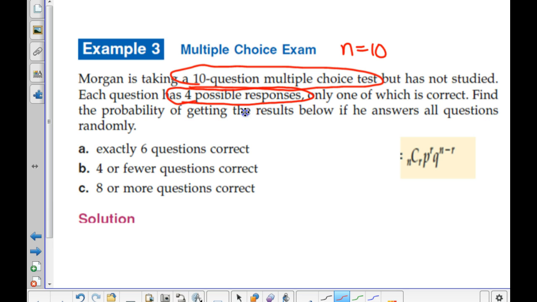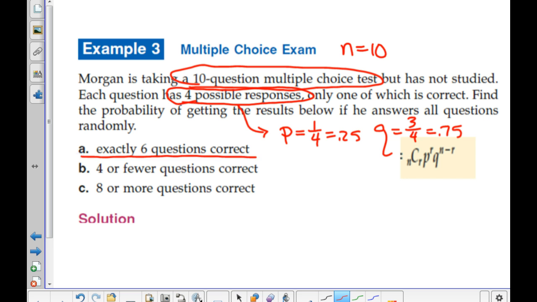Anybody know what that's going to tell us? One of which is correct. So the probability of success is 1 out of 4, or 0.25. And Q, the probability of failure is what? Yep. Okay, find the probability that he answers 6 questions exactly right. Okay, anybody remember how that went?